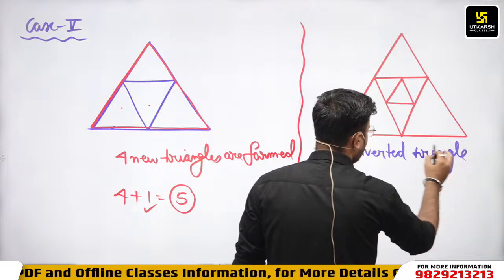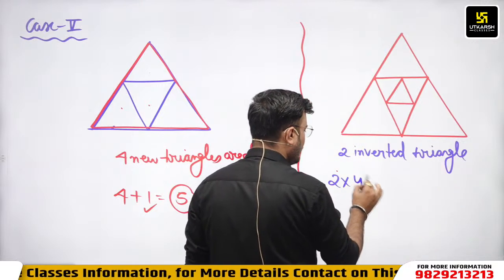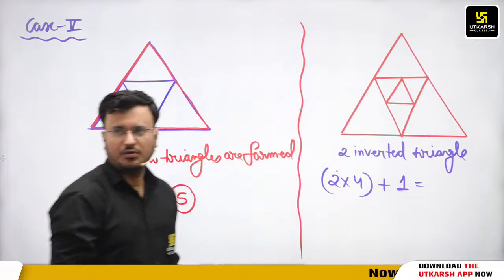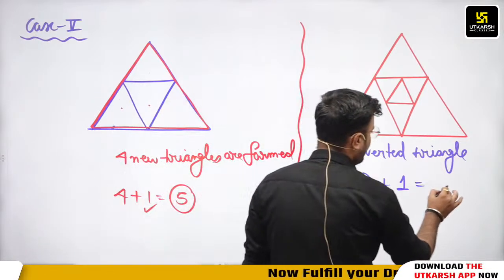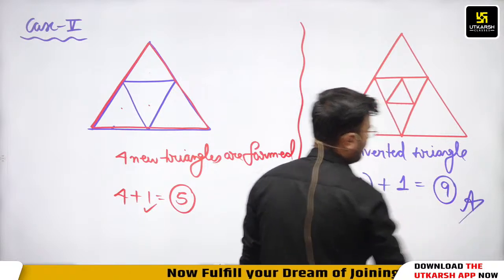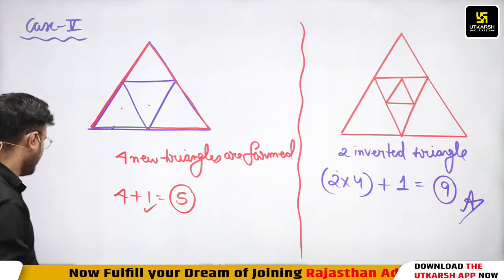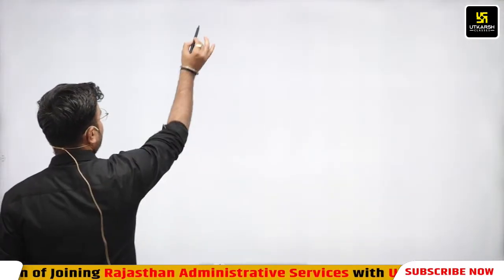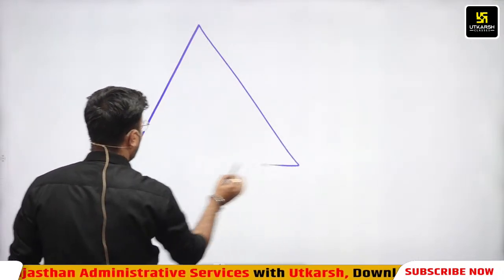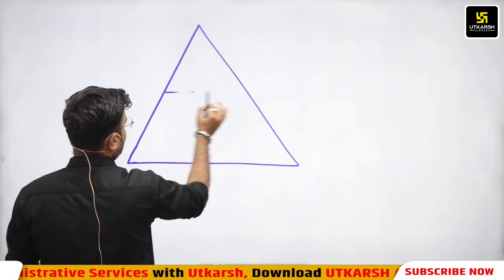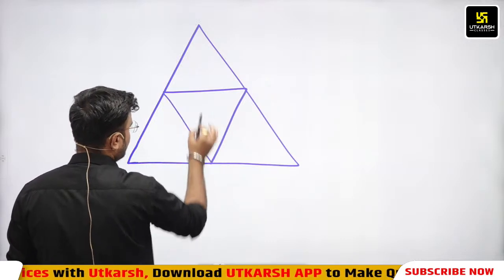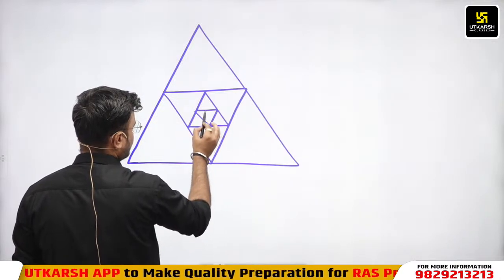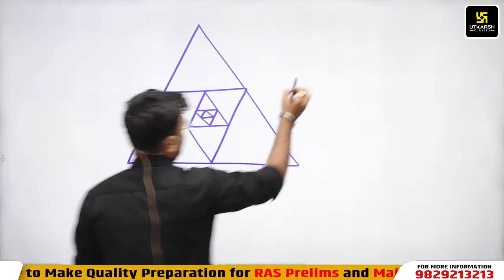So due to these 2 inverted triangles, 4 into 2 new triangles will be formed, plus at the end we need to add 1 also due to the biggest triangle. So total how many triangles are there? 9 triangles are there. Got it? So try to figure out how many triangles will be formed in this figure.